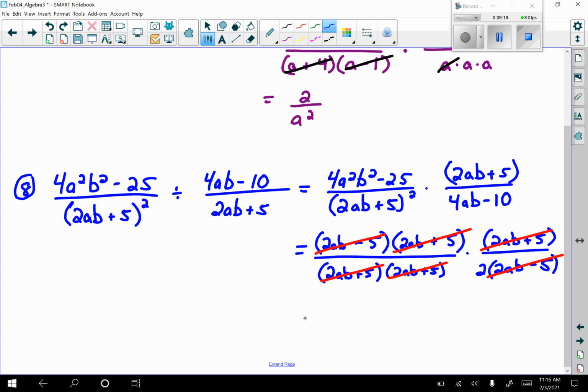Now look very carefully. What do we have left in the numerator? If everything crosses out, we're still left with a 1. What do we have left in our denominator? This 2. So the answer is not 2, it's 1 over 2.